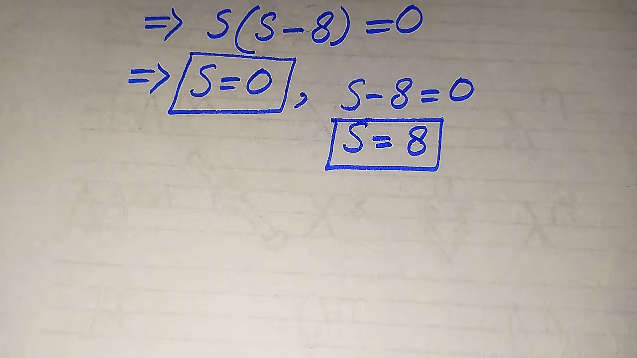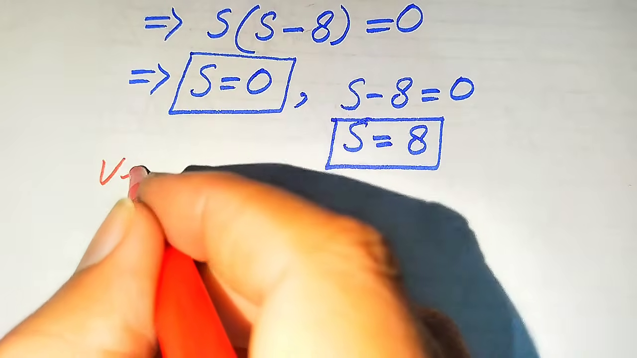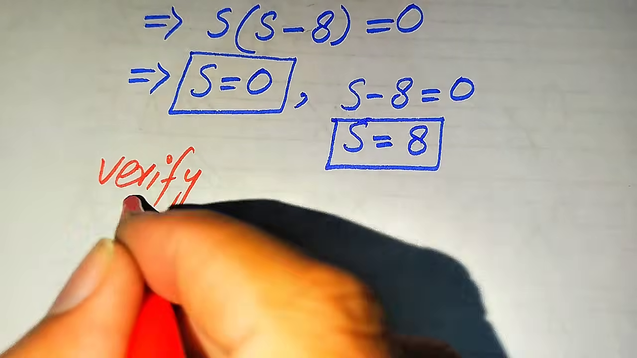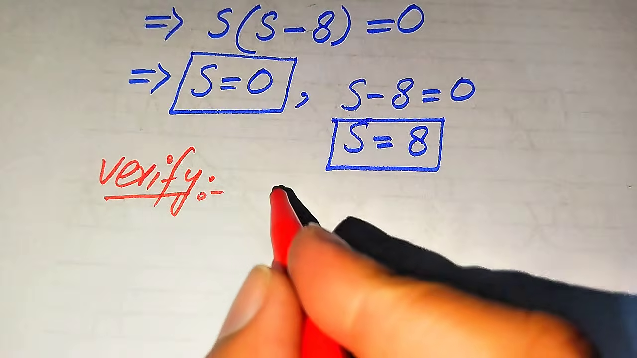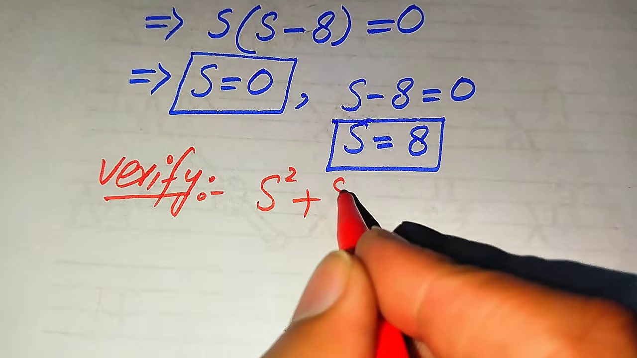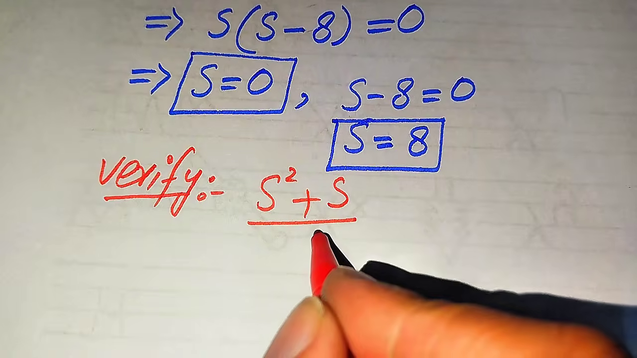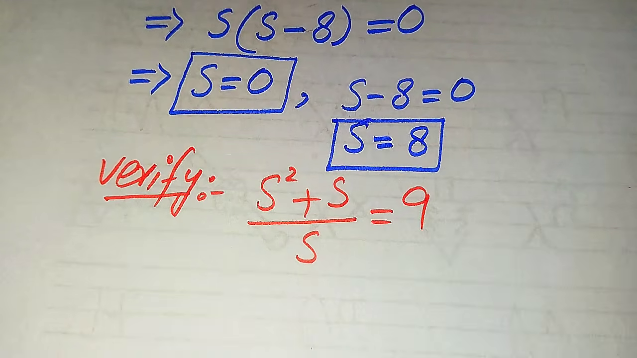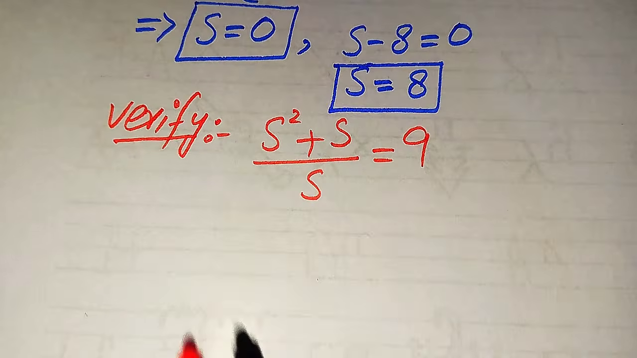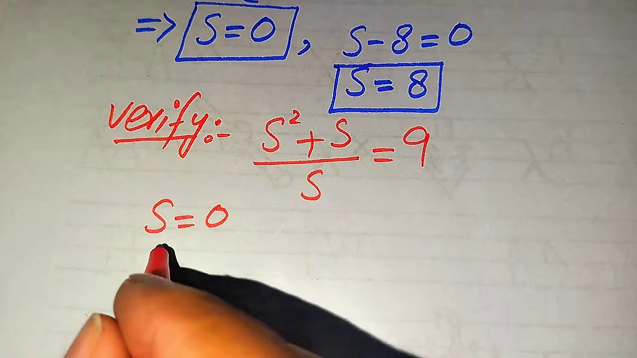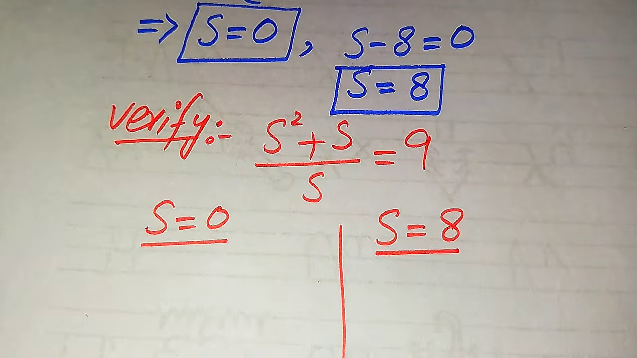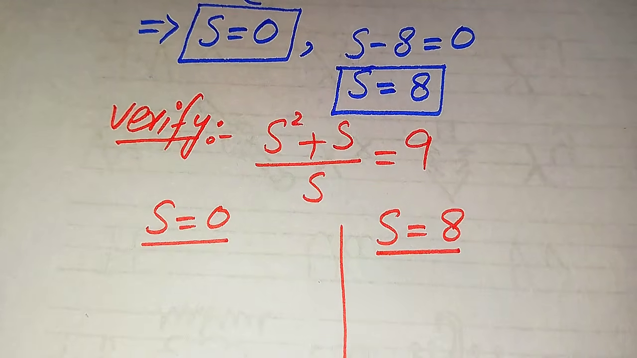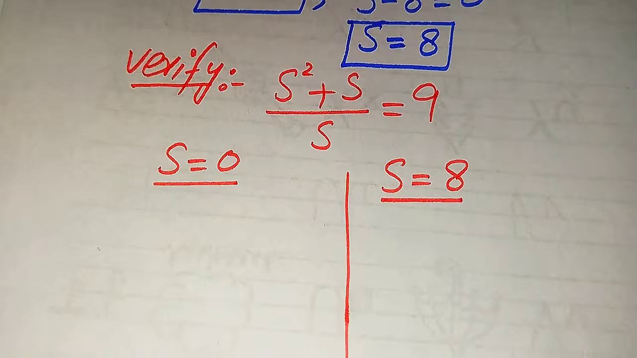Further, in the next step we need to verify whether these two roots are solutions of the given equation or whether these two roots are extraneous roots. So for verification we need to copy down the given question statement here, and it is (s square plus s) divided by s is equal to 9. On this side we will verify s is equal to 0, and on this side we will verify s is equal to 8.